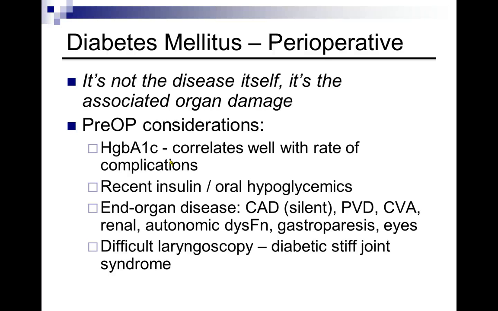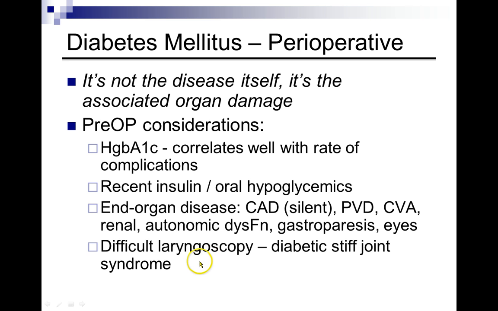Preoperatively, we want to know what insulin the patient has taken recently and when they took it, as well as any oral hypoglycemic agents. Patients with diabetes commonly have many different end organ diseases. These include coronary disease, bearing in mind that diabetics have an increased incidence of silent myocardial infarction and silent ischemia. These patients may have peripheral vascular disease, cerebrovascular disease, renal disease. They may have autonomic dysfunction, gastroparesis, and diabetic retinopathy.